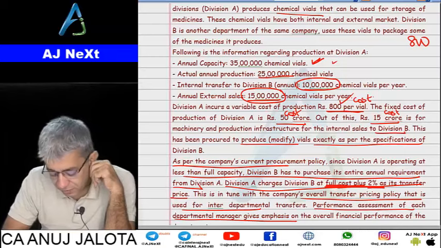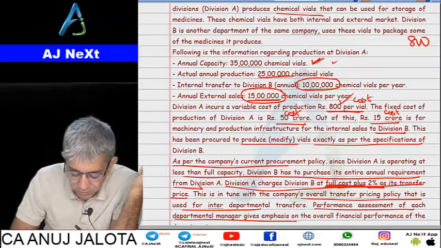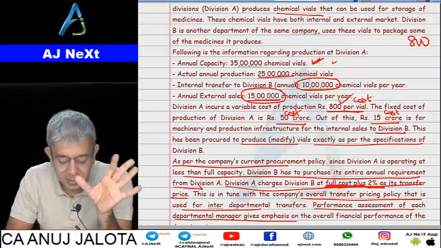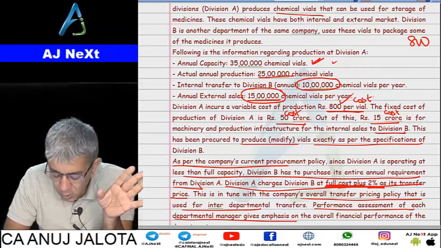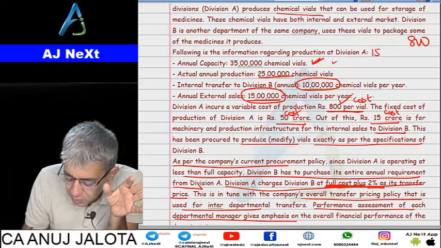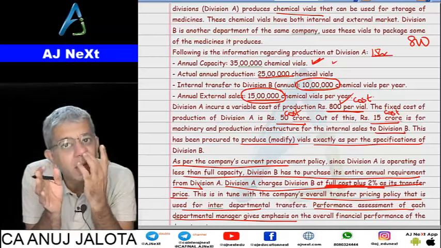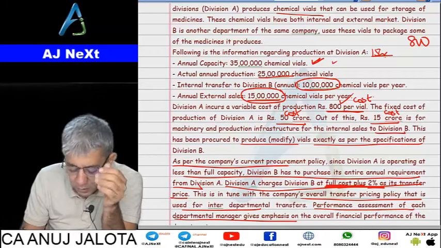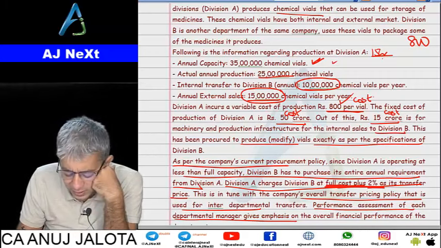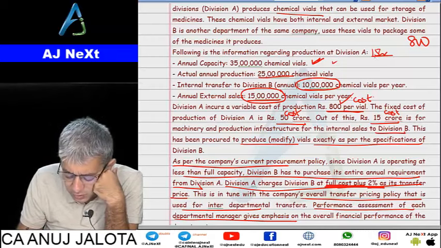Then you have fixed cost over here. Fixed cost of the division is 50 crores, but this has two parts. Out of this, 15 crores is for plant and machinery, only for Division B. So that one should be spread only over Division B. So 15 crores divided by how much gets transferred over here? 10 lakhs. So this should be coming to 150.